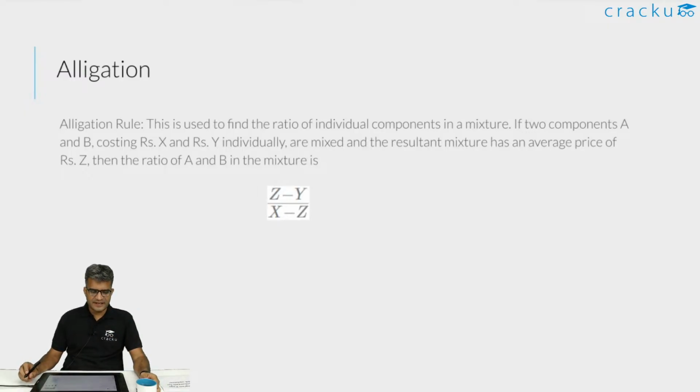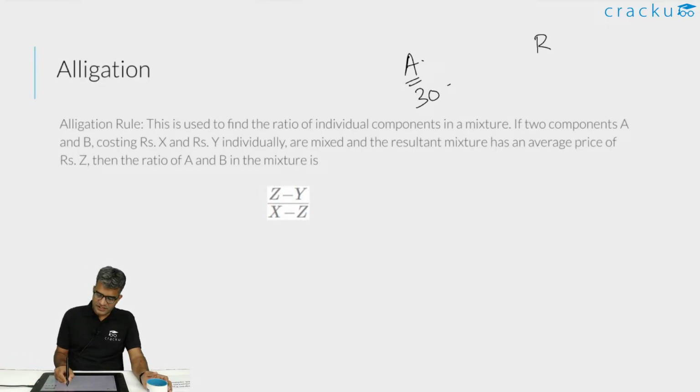Allegation is an easy way in which you can find out the ratio in which 2 terms are mixed. What do I mean by it? I'll tell you with an example. One of the common ways in which allegations are used is, suppose you are told that there is class A, the average of all the students in class A is say 30 marks. And there is class B, the average of all the students in class B is say 40 marks.